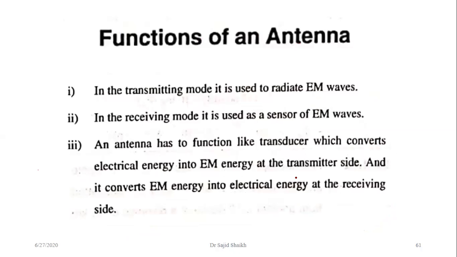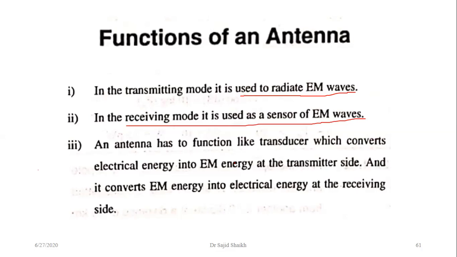What are the different functions of antenna? Up till now we studied what an antenna is. Now the second part, the different functions of antenna. The first important function is that the antenna is used to radiate the electromagnetic wave. The second function, in receiving mode, it receives the electromagnetic waves and converts them into an electrical signal.